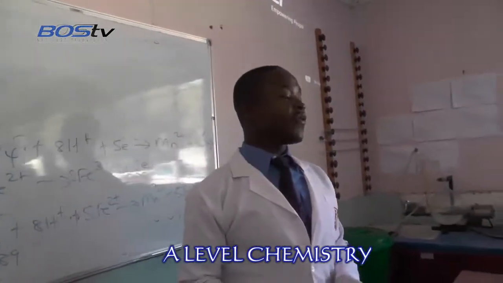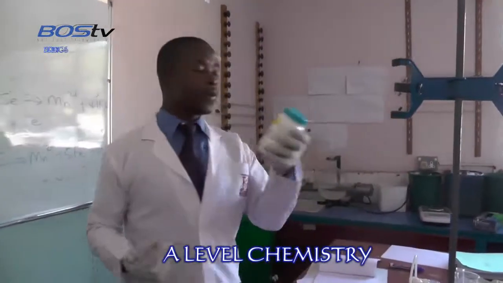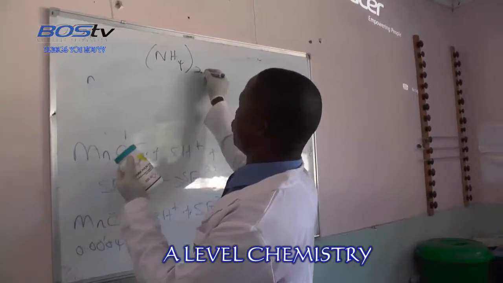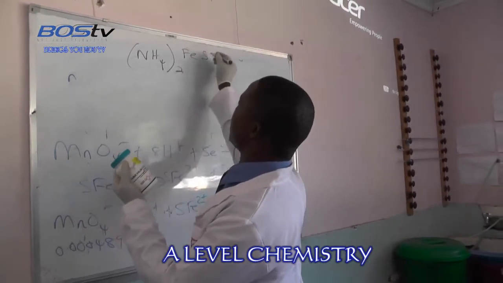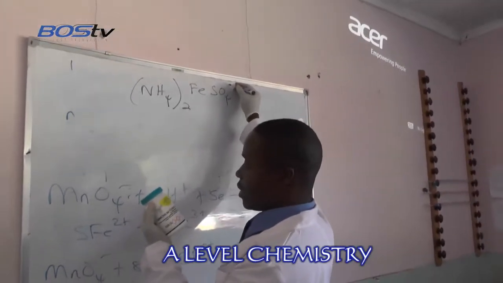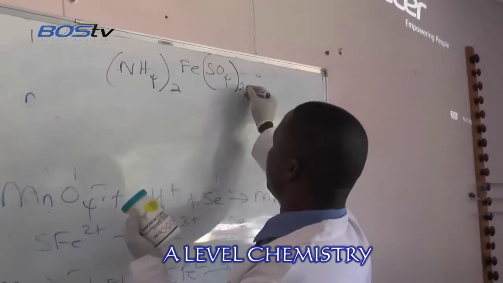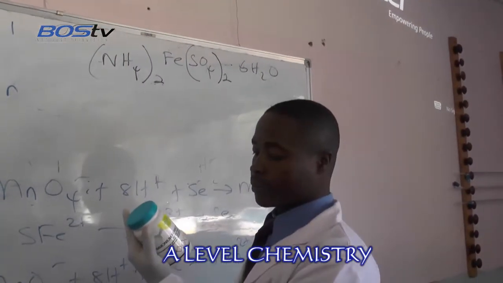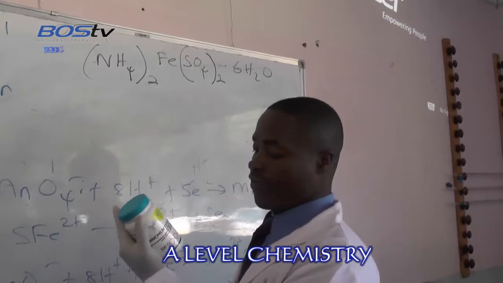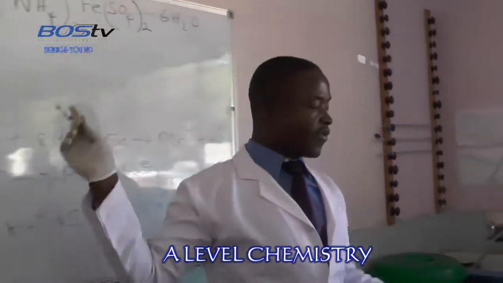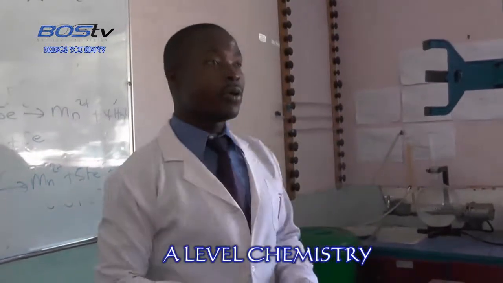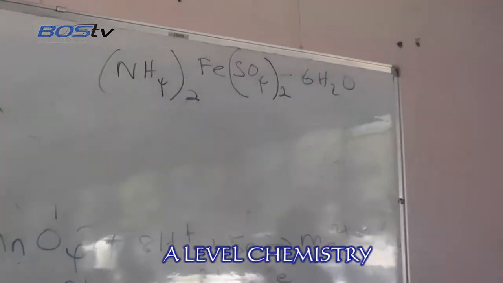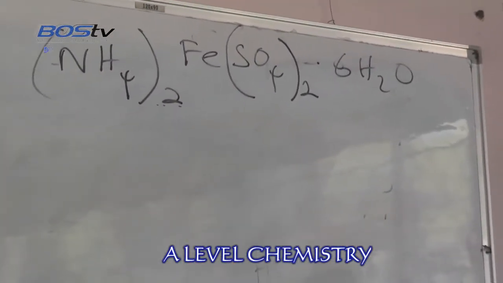The molecular formula of your iron 2 salt, the ones that I gave you, is (NH4)2 then Fe(SO4)2, dot 6H2O. Then from that calculate and compare your value of the molecular mass that you got to the molecular mass from that addition.